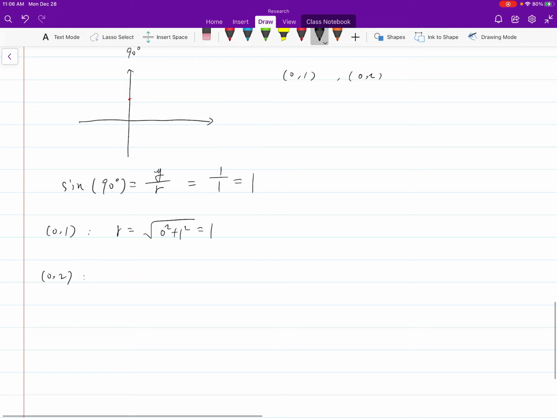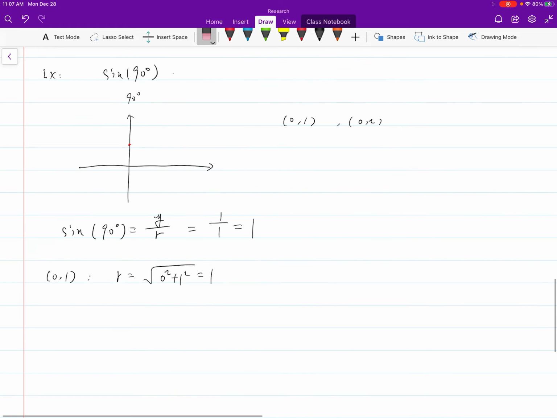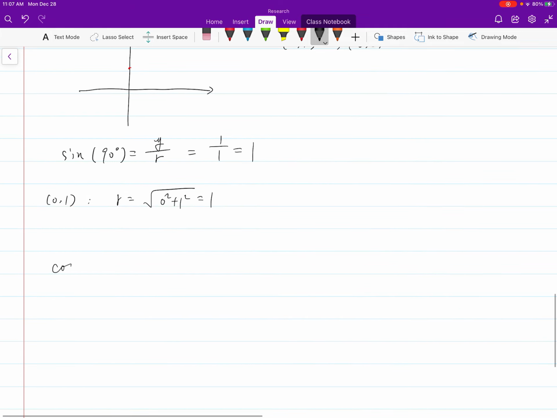What if you pick the (0, 2)? Then your r is going to be the square root of 0 squared plus 2 squared, which is 2. So your sine 90 degrees is going to be 2 over 2, which is also 1. So from here you can see picking (0, 1) or (0, 2) doesn't really matter. This is something we cannot do before because it's not in a right triangle, but now we can do it.